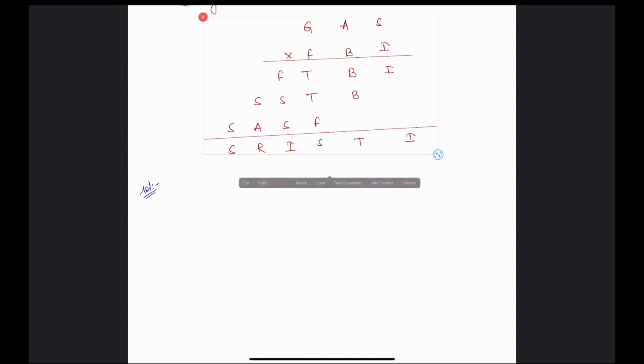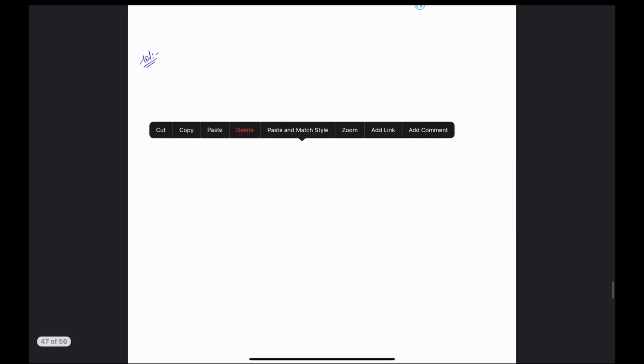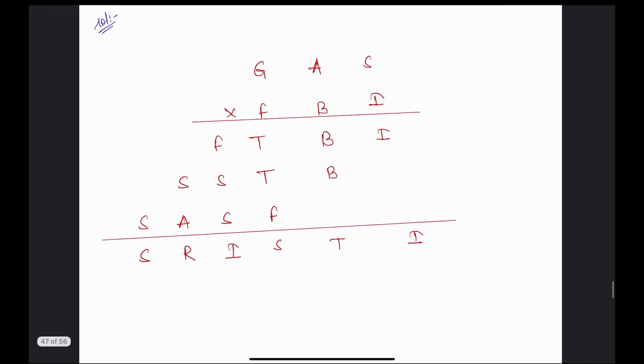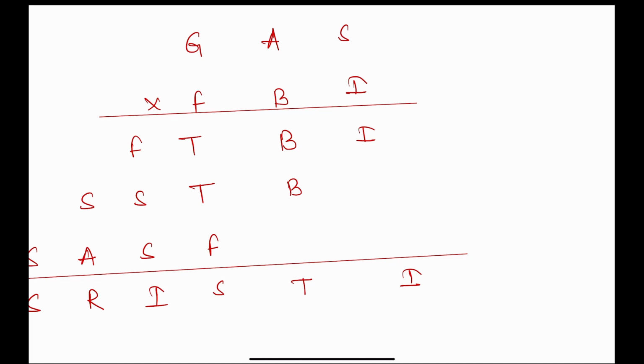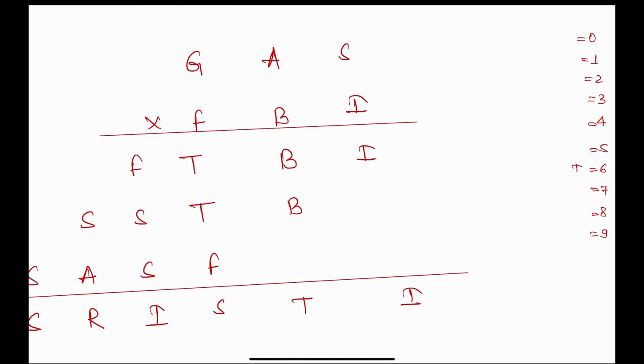Let's just first of all resize it. It's kind of big. Yeah, it seems good. Now copy, and let's just rewrite, paste. Okay, and the first thing first, all the values 0 1 2 3 4 5 6 7 8 9. In the question it is already given that the value of I equal to 6. So I equal to 6, it's already been given in the question.